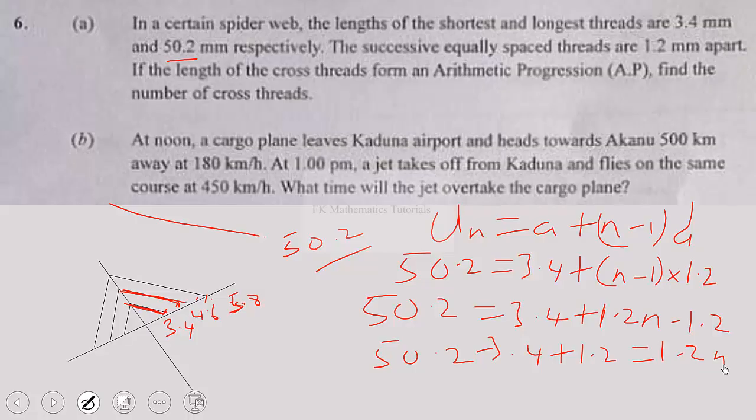So when you solve this, we will get 48 is equal to 1.2 n. So divide both sides by 1.2. So we have n to be equal to 40. So there are 40 cross threads. The number of cross threads is 40.